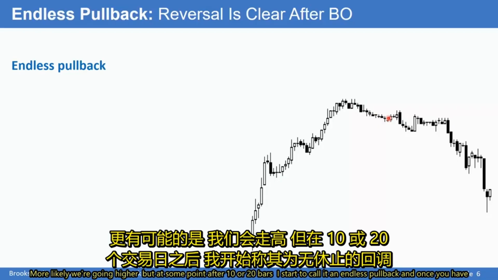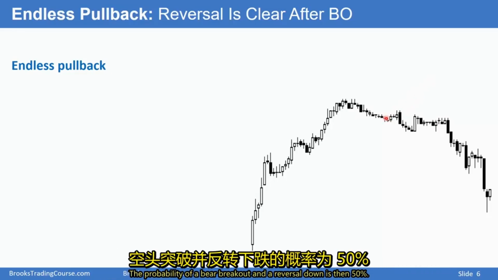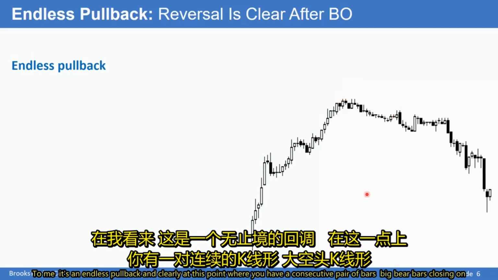And once you have an endless pullback, then the probability of trend resumption up falls to about 50%. The probability of a bear breakout and a reversal down is then 50%. You can call this a rounded top if you want. To me, it's an endless pullback.